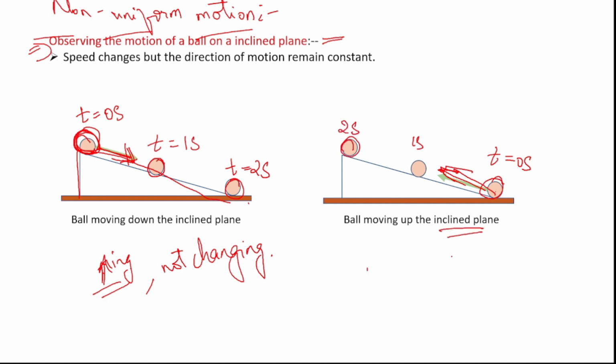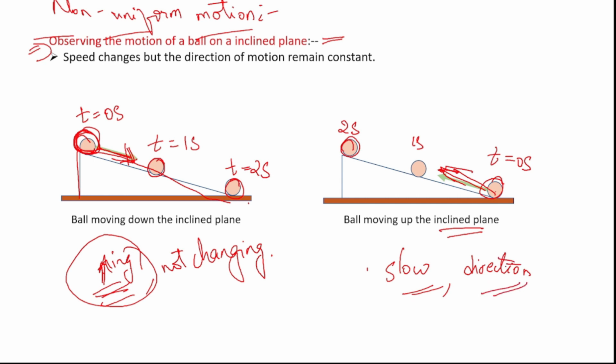Okay, so in this case what you will observe is that the speed of the ball is different from the speed of the ball in the first case, right? In this case the speed is fast, in the other case it is somewhat slow. So the speed is different from the first case. And is the direction of the ball changing? No, right? The direction is not changing, it is constant, it is traveling in the same direction, whereas the speed is different from the first case.